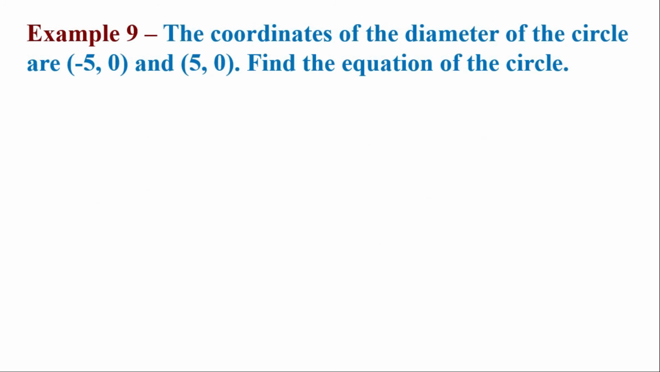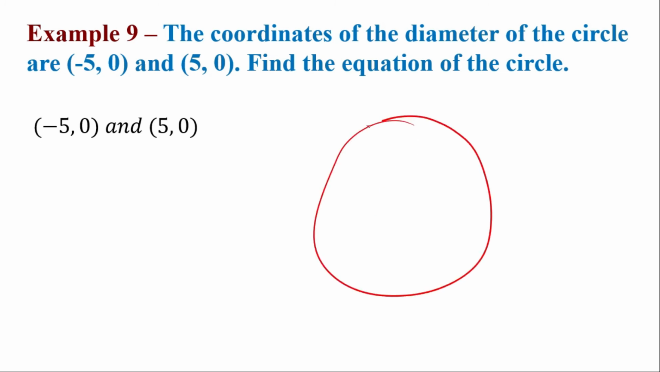Now the coordinates of the diameter of the circle is this one: negative 5 comma 0 and 5 comma 0. Find the equation of the circle. Remember that a diameter is twice the radius. So half of the diameter is the radius. We don't need the diameter, but we need the radius. Now to do that, let's imagine first the problem.